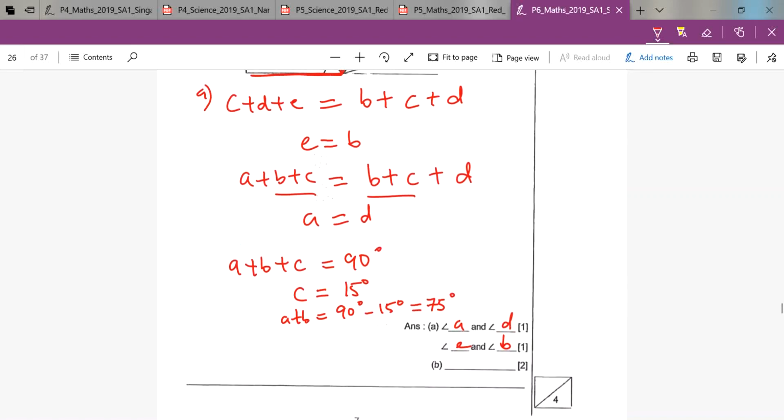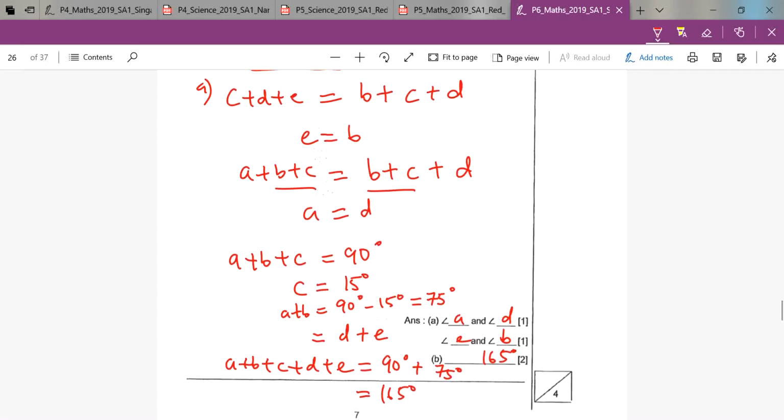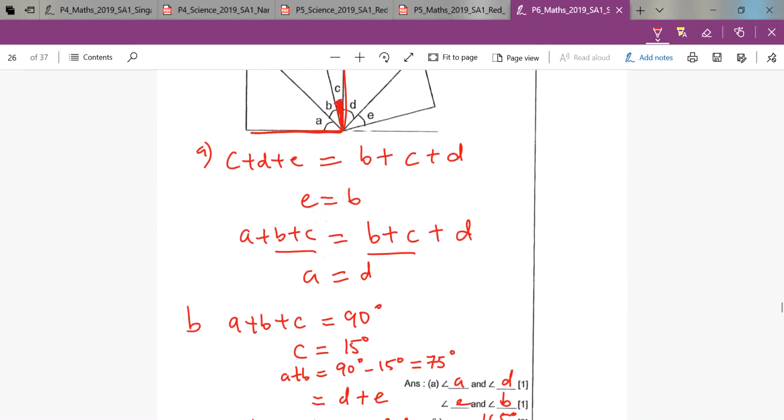And guess what? A plus B is the same thing as, we have already said, A equals to D, so D. B equals to E, so E. Okay? So A plus B plus C plus D plus E would be 90 plus another 75. The answer will be 165. Okay, forgot to label. This is question B.